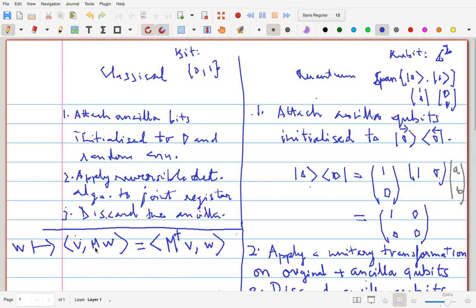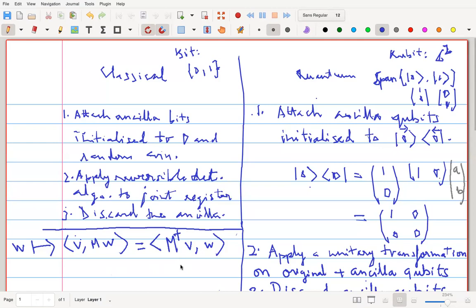So here is a matrix M. Look at this expression <V, MW>. This is a linear map from W to the complex numbers, so it should be expressible as a bra of some vector. This is because every linear functional can be associated to a vector because of the existence of the inner product. This is a little fact that you need to prove.